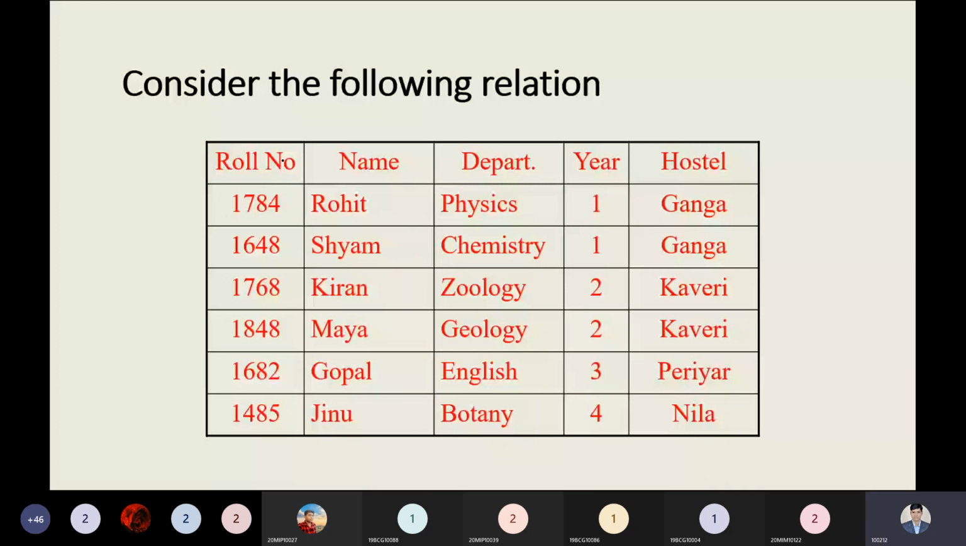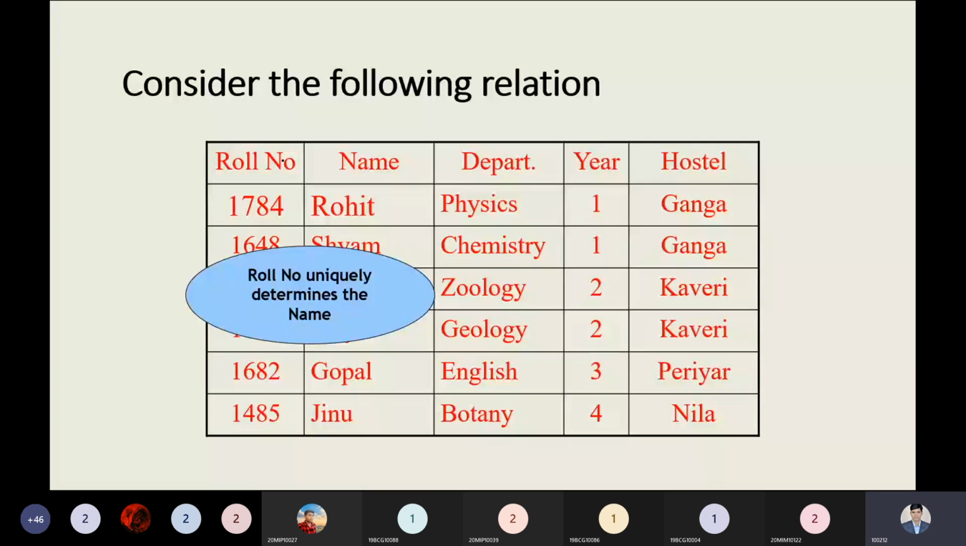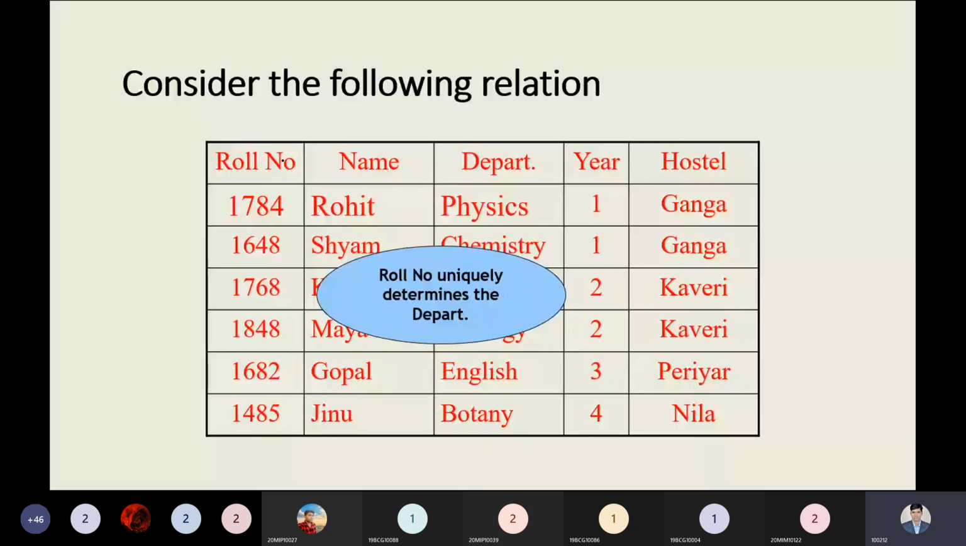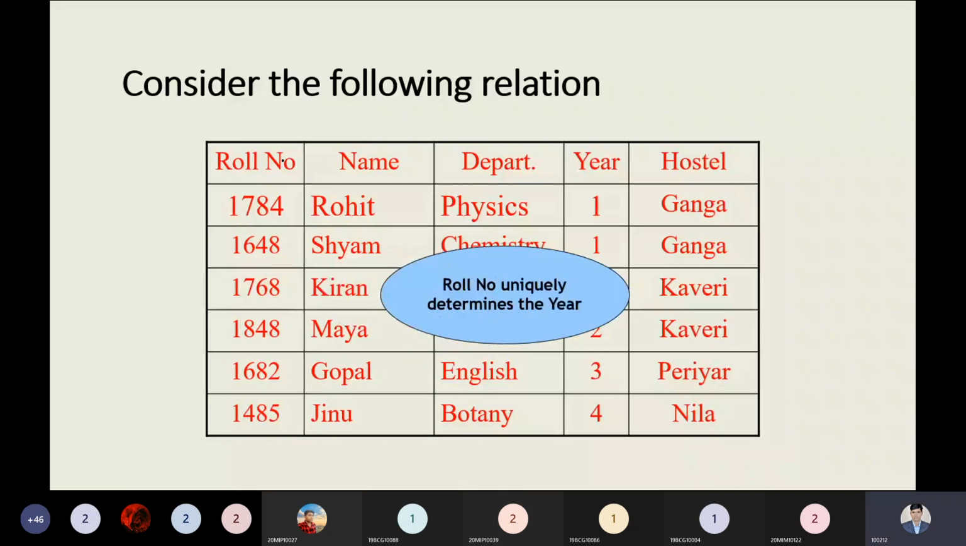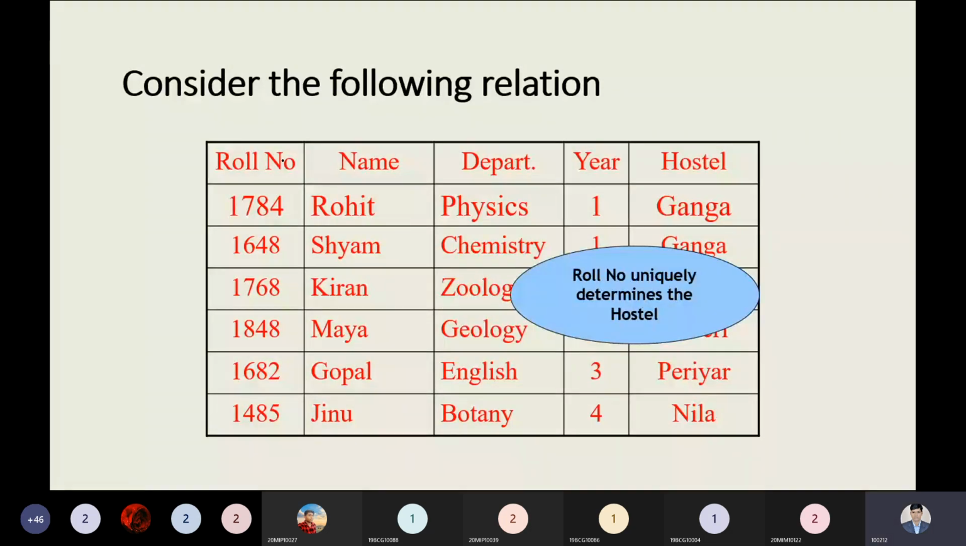Step number one. Roll number uniquely determines the name. Just tell me yes or no. It is possible, so we can say yes. Roll number uniquely determines the department, so with the help of the roll number I can easily determine who belongs to which department. Roll number can also determine the year, and the hostel name. So we can easily determine in which year a student belongs and which hostel number they belong to.